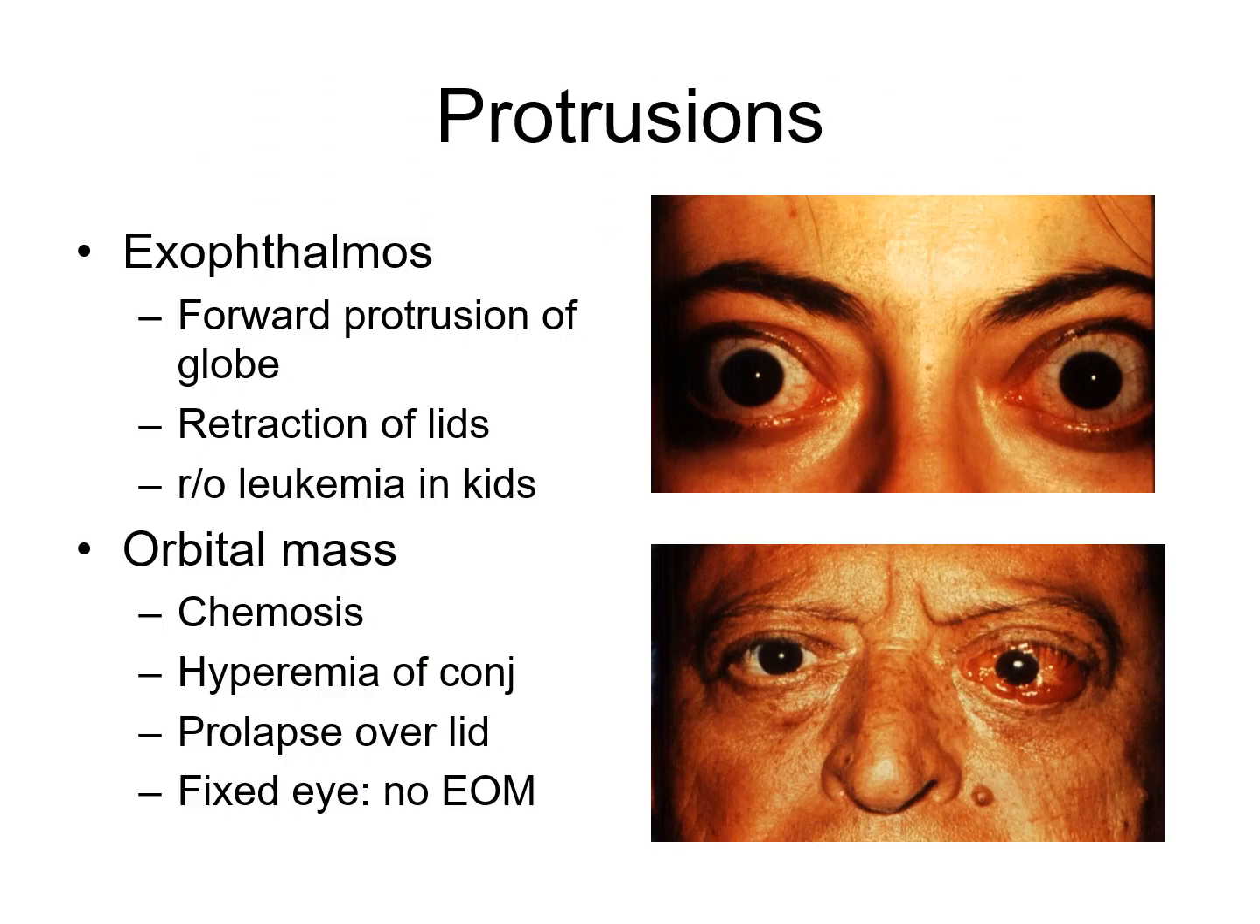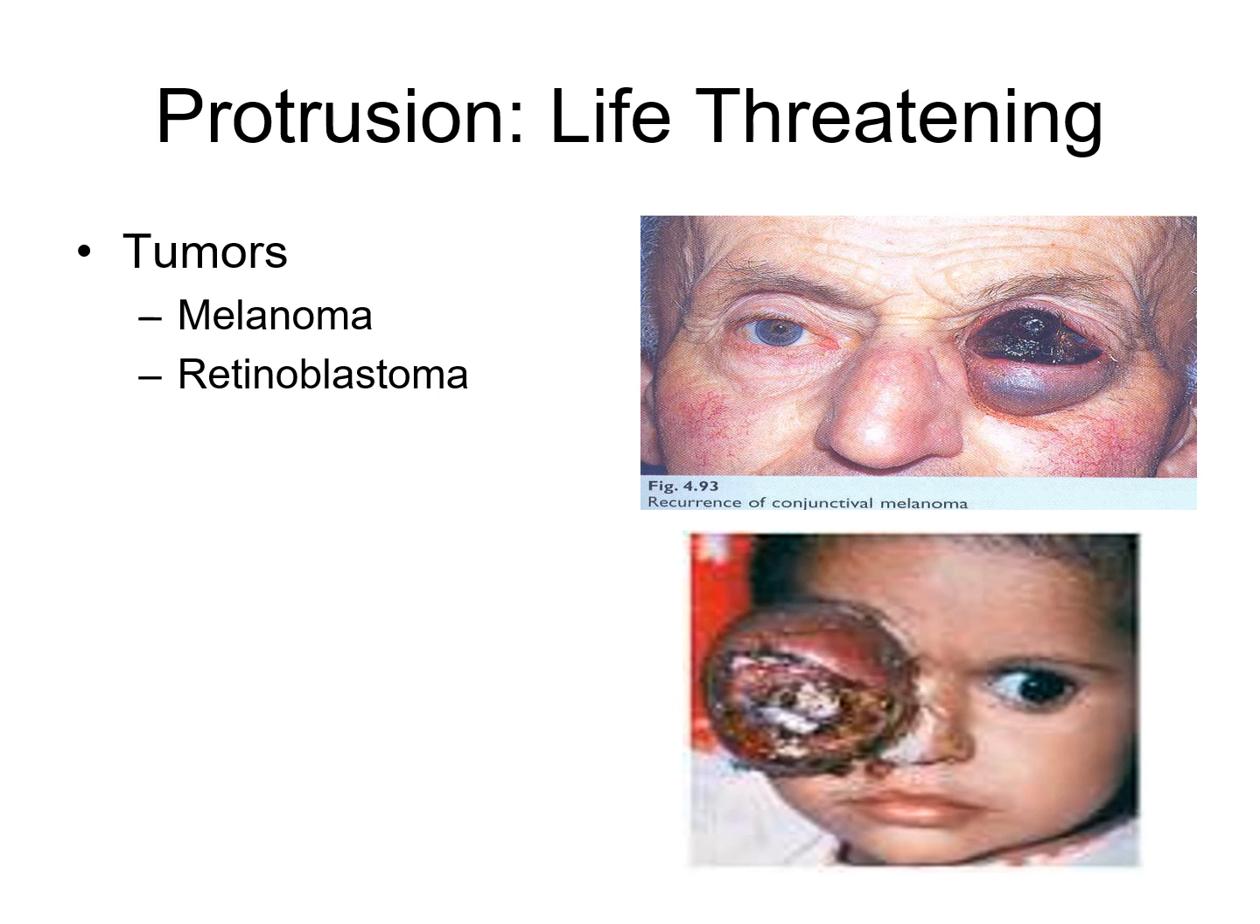Patients may also consult the OPD due to the presence of protrusion of the eyeball. Protrusion of the eyeball is usually due to thyroid eye diseases in adults, as shown on the picture on the upper right. However, it is also important to assess for the presence of masses, as these can also be life-threatening. This slide shows life-threatening orbital masses that require urgent management.